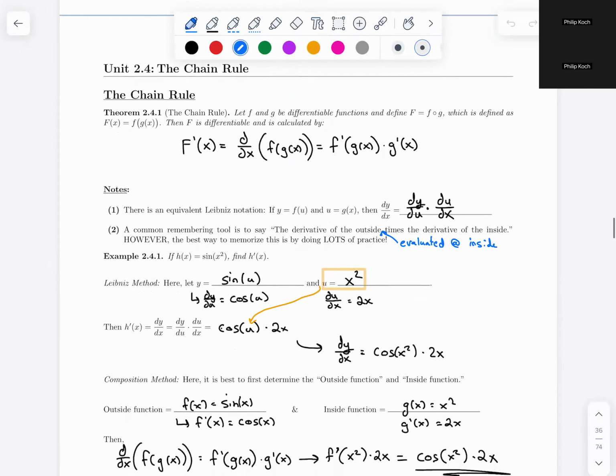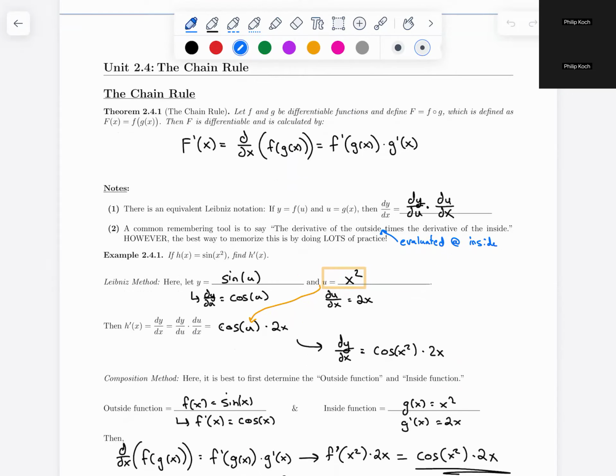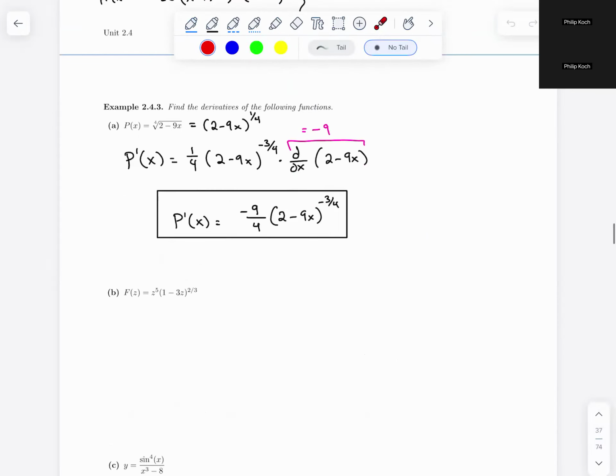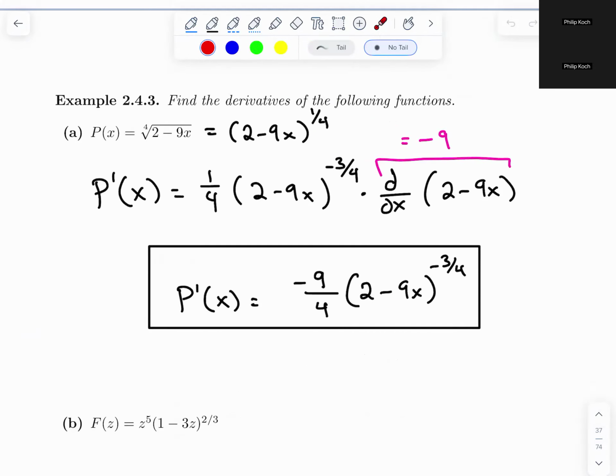So, once again, the chain rule is the derivative of the outside function evaluated at the inside. That's the f prime of g of x times g prime of x. Now, in practice, as we saw in this one, what ends up happening is you take the derivative of the outside function here being that 1/4 power, and then you evaluate the inside. So that's why it's 2 minus 9x to the negative 3/4. The derivative of x to the 1/4 is 1/4 x to the negative 3/4. But we're evaluating the inside times the derivative of the inside, which ends up just being negative 9. Now, as you get better and better at this, it becomes less and less needed.